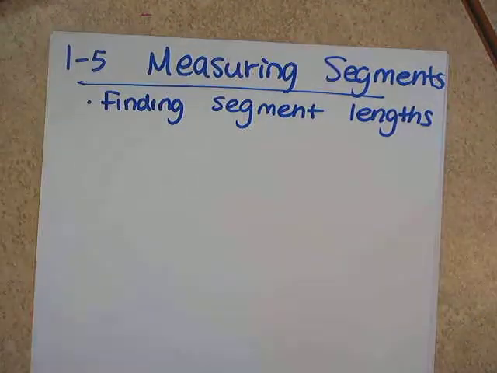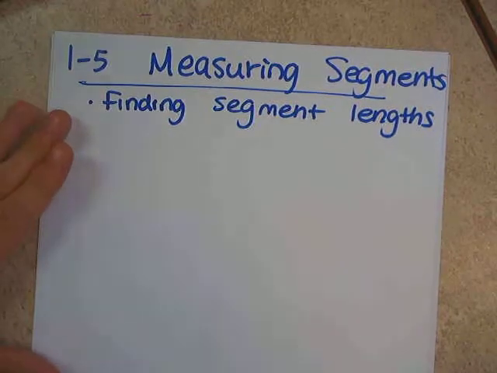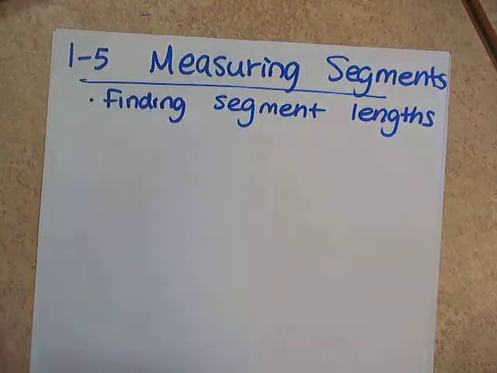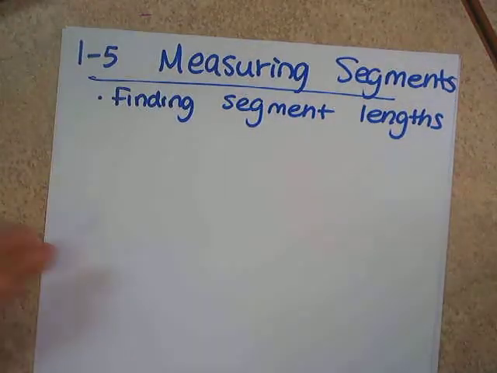Okay, there's a couple ways that we're going to go about finding segment lengths. We have the ruler postulate that we're going to talk about. We have the segment addition postulate, and we're going to talk about what happens when two segments are congruent and what that means. Okay. The first one we're going to discuss is the ruler postulate.